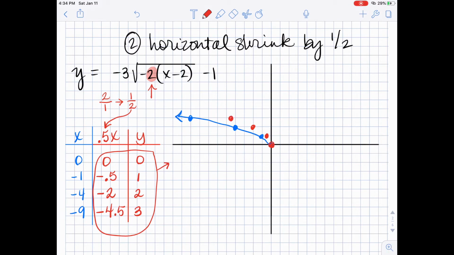And you can observe that it is horizontally shrinking by a half. What used to be 1 unit away is now a half unit away from the y-axis. What used to be 4 units away from the y-axis is now 2 units away. And what used to be 9 away from the y-axis is now 4.5 away. So everything got shrunk horizontally by a factor of 1/2.